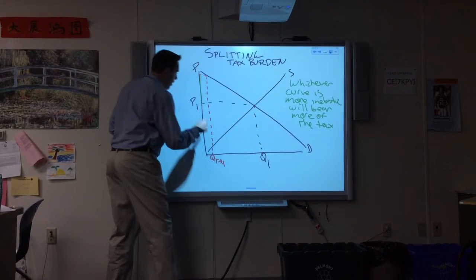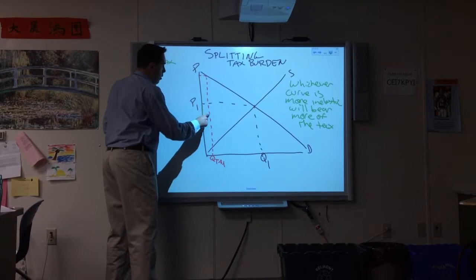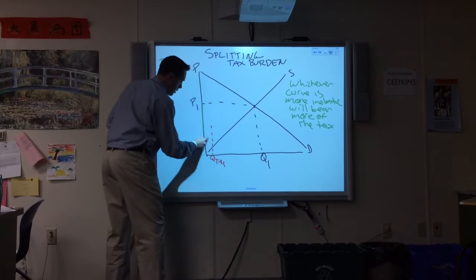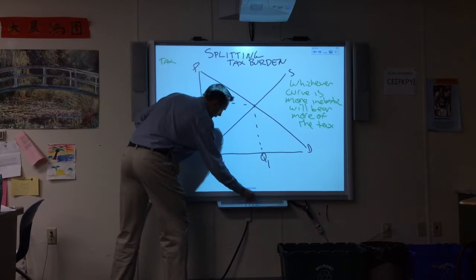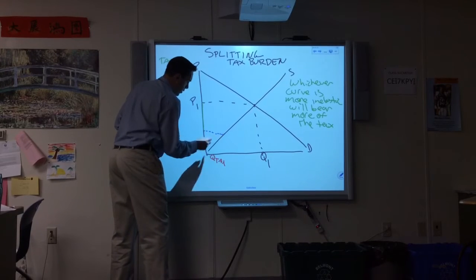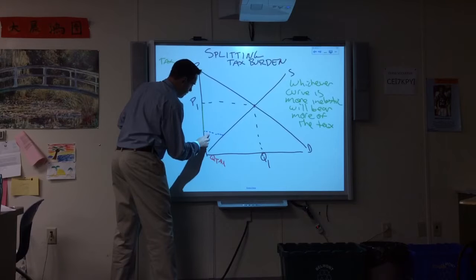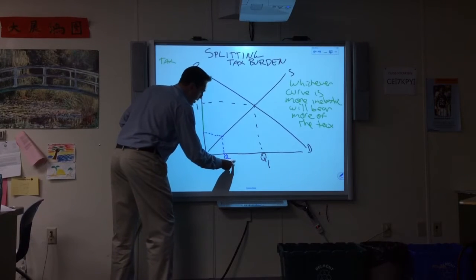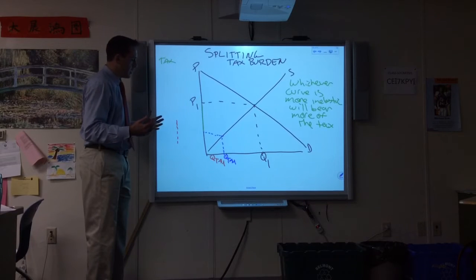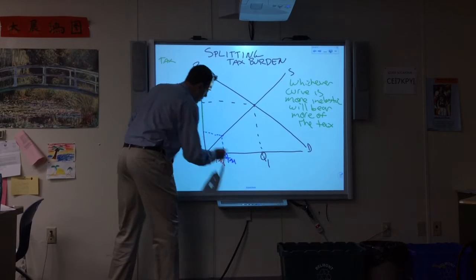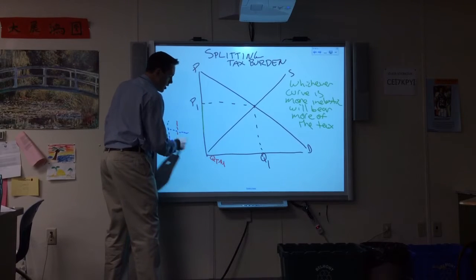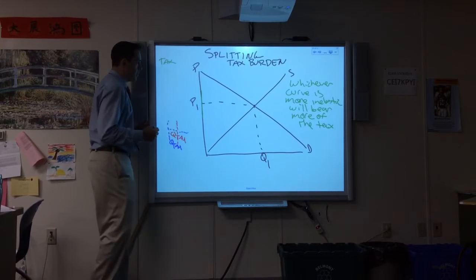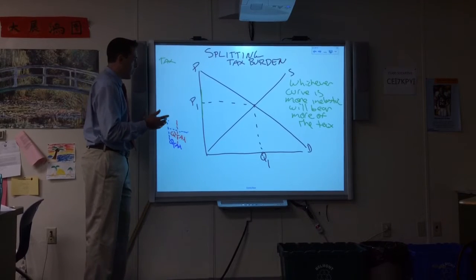And the same thing is true if I have producers pay for the whole tax. What's going to happen is, actually it's going to go a little lower. This would be the quantity with the tax if producers took the whole tax. So both of these result in huge inefficiencies and huge deadweight loss. So what we do is we split the tax between the producer and the consumer.